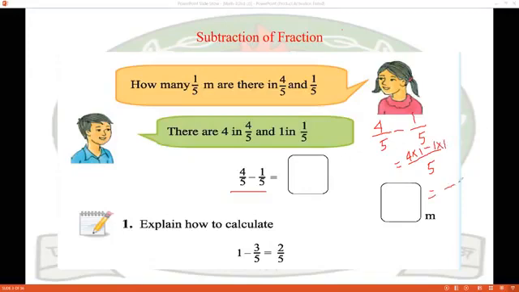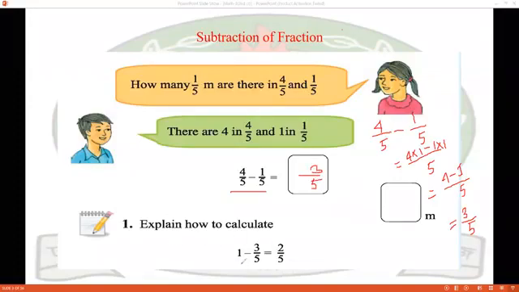So we get 4 minus 1, divided by 5, so it will be 3 by 5. So here we can write: 3 by 5 meter long string he has left.